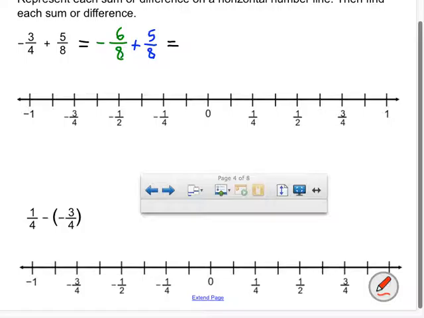Which one's the larger magnitude? Negative 6/8 or positive 5/8? Which one's farther from 0? Negative 6/8. So my answer sign is going to be negative. But now I got to figure out what my fraction is going to be. If I have different signs, am I going to take the sum or the difference? Right. So let's take the difference. What's the difference going to be to give us our fraction?